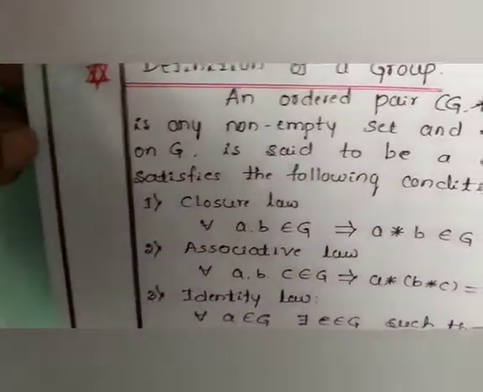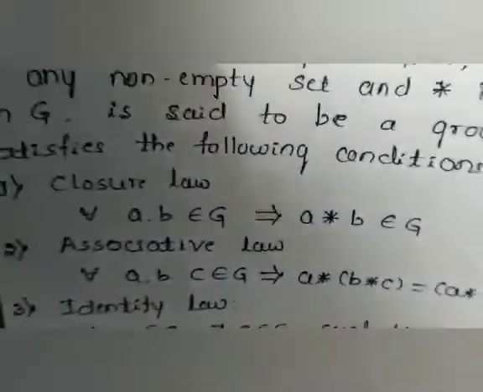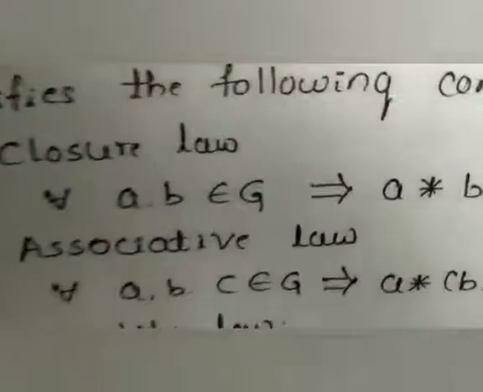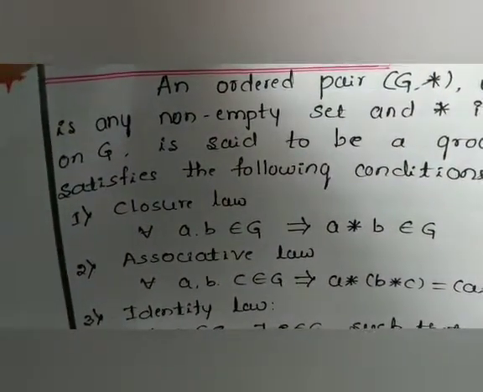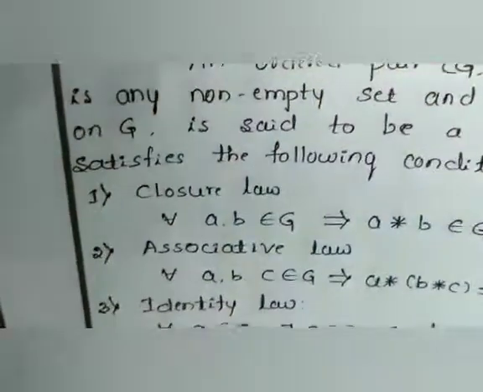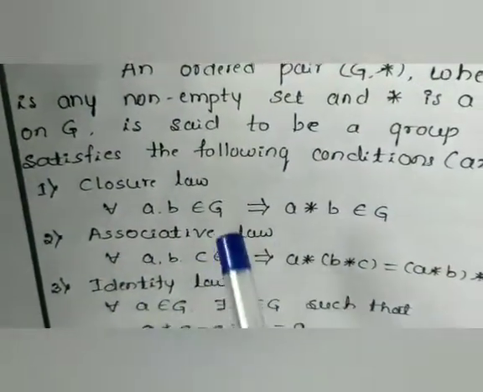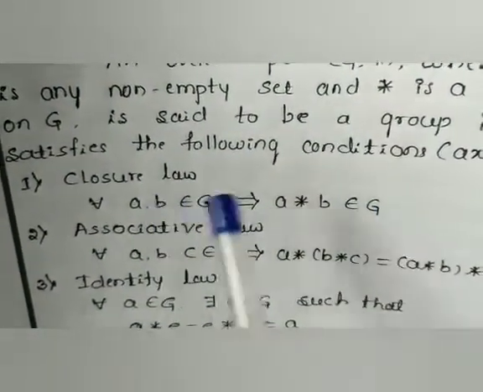So what are those axioms? The first one is the closure law. What does the closure law say? For every a, b belongs to G implies a star b belongs to G. That is the closure law.